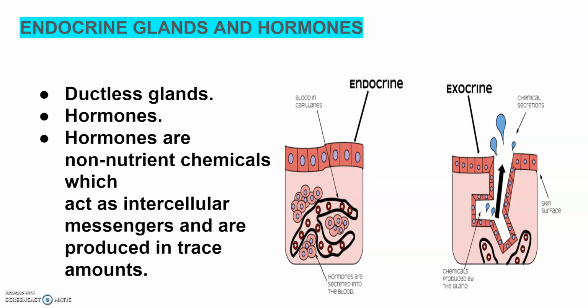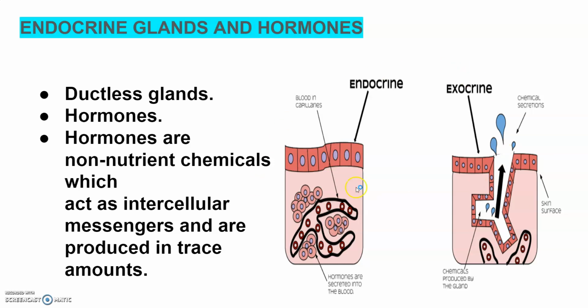What would be the definition of hormones? Hormones are non-nutrient chemicals which act as intercellular messengers, and they are produced in very trace amounts. That is the definition of hormones. The new definition covers a number of new molecules in addition to the hormones secreted by the organized endocrine glands. In vertebrates, they possess very simple endocrine glands with a few hormones, whereas a number of chemicals act as hormones and provide coordination in the vertebrates.